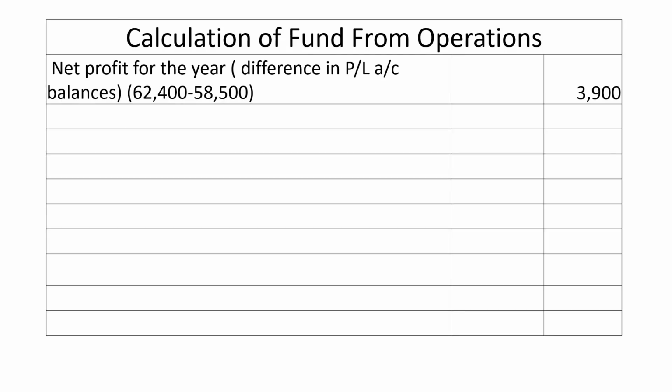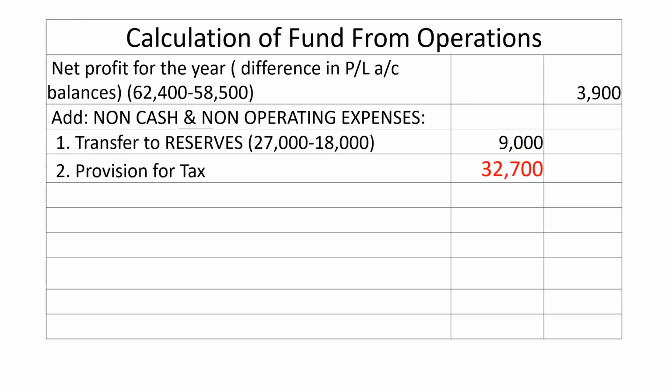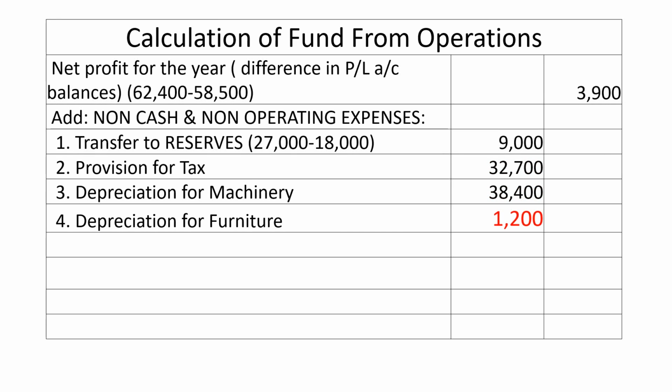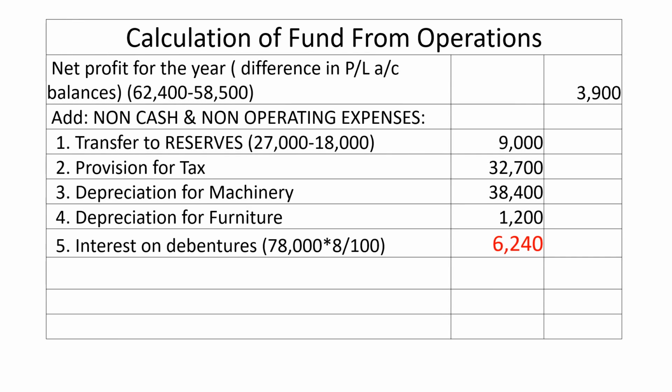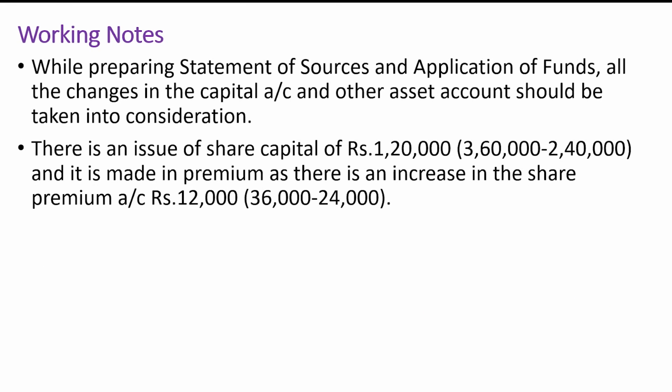Moving on to the calculation of fund from operations, we first have to prepare the net profit, the difference in the balances given in the P&L account. Then we have to add non-cash and non-operating expenses. First one, transfer to reserve, the difference in the reserve account, 9,000. Then provision for tax, as we calculated in the provision for tax account, 32,700. Depreciation for machinery, 38,400. Depreciation for furniture, 1,200. Interest on debentures is charged at 8% for the whole year. The amount is 6,240. So the total will be 91,440. So fund from operation for this problem is 91,440.